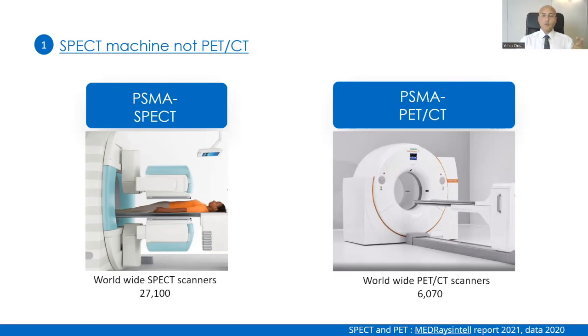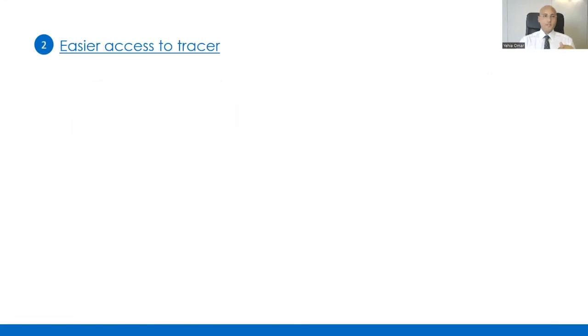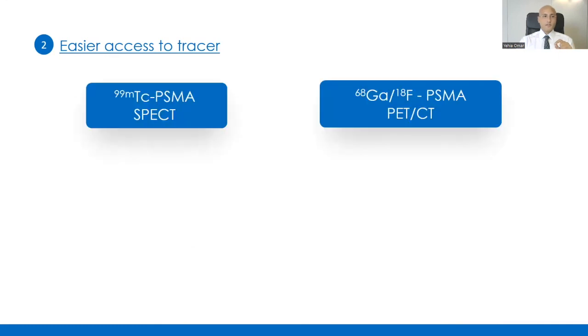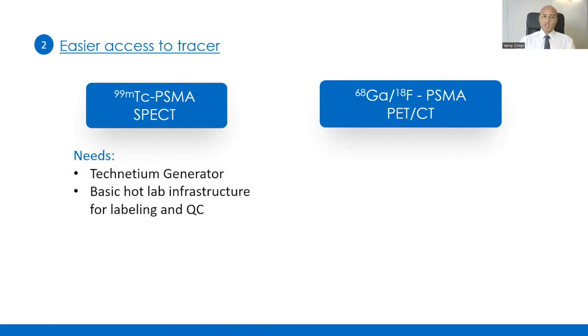The second important point which facilitates technetium compared to PSMA PET is the easier access to the tracer. So we have a technetium PSMA, which is for the SPECT, and of course, for the PET, you can either have a gallium or fluorine PSMA. So the technetium, of course, needs a technetium generator, which again is easy and widely available in most cities. And we need, of course, a basic hot lab infrastructure for labeling and QC.